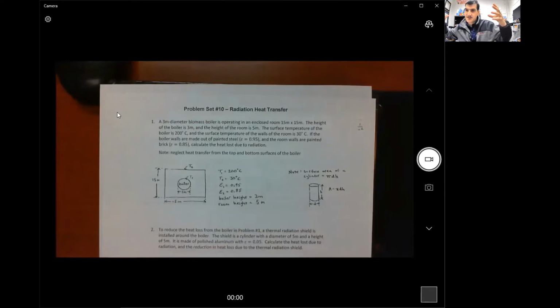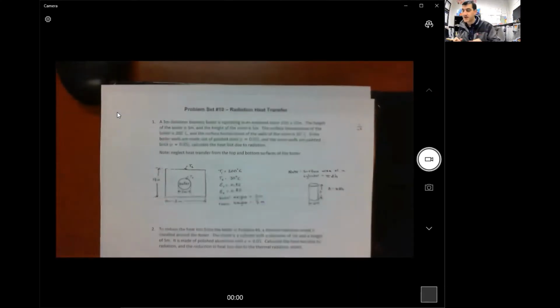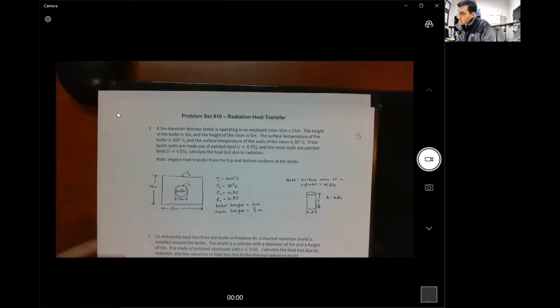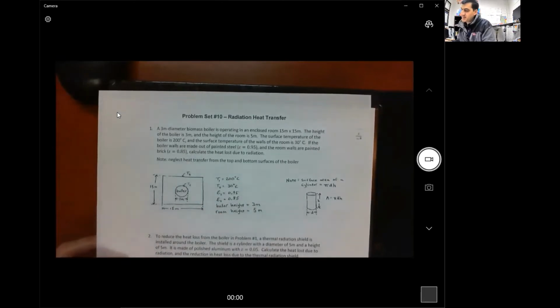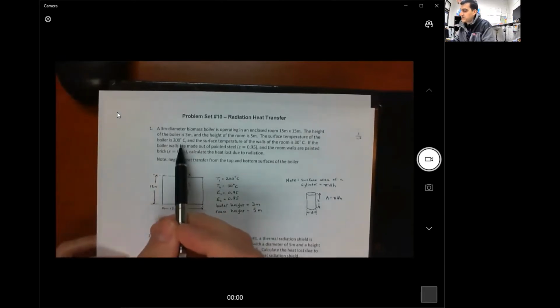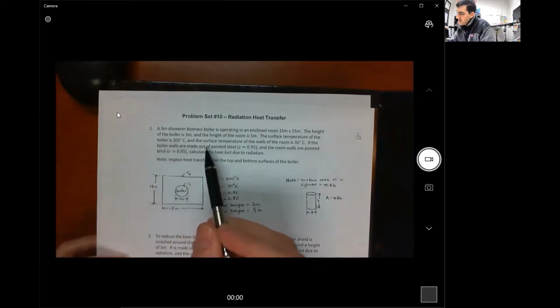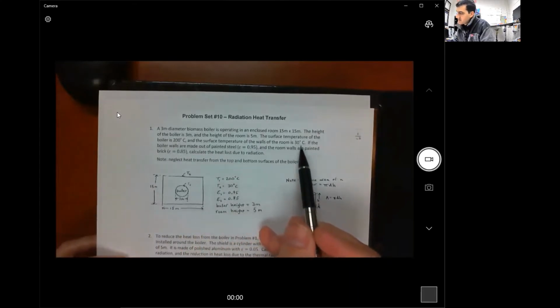And the cylinder is 3 meters in diameter, and it's 3 meters tall, and it's in this big room that is 15 meters by 15 meters, and the walls are 5 meters tall. So picture that in your head. And we have the surface temperature of the boiler is 200 degrees Celsius. It's pretty hot. Really should put some insulation on there to get that surface temperature down. But anyway, that's what it is. And the walls are 30 degrees Celsius.